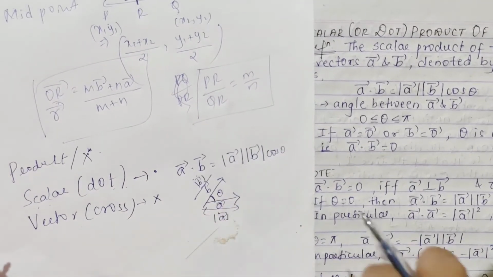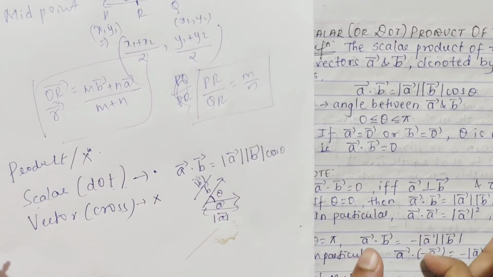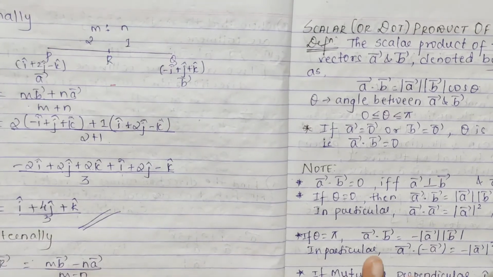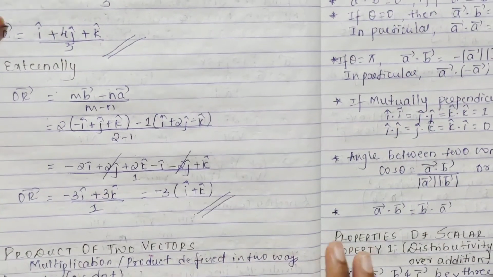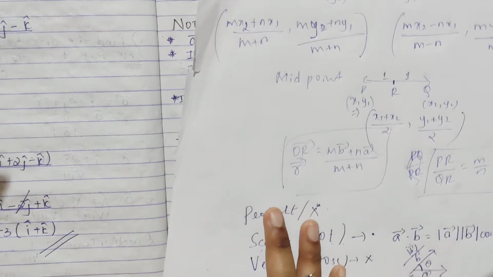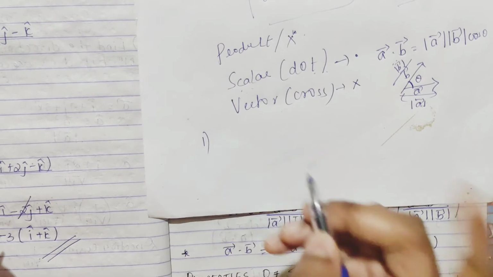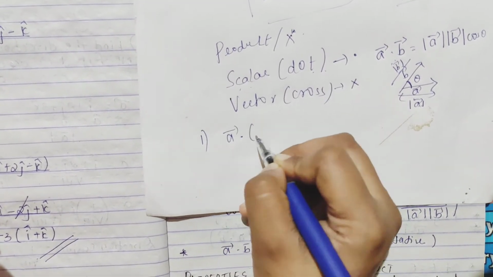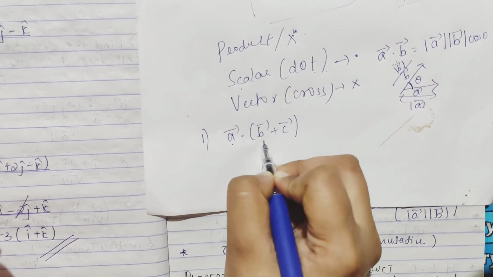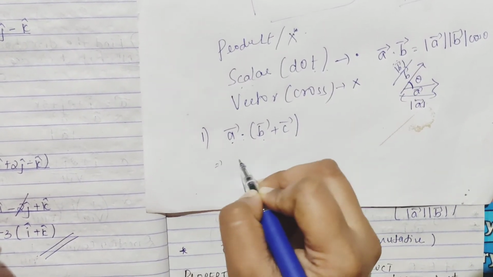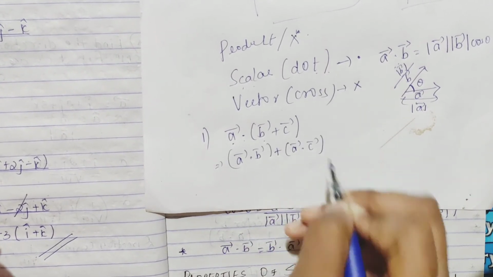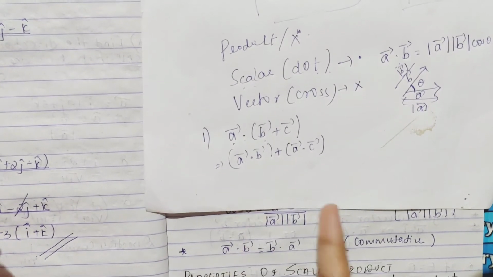Along with that, some observations are there, all of which I have given you in the notes. When I send you the PDF file, you can write down the notes. Along with that, you have properties. The first property is the distributive property, that is vector A dot, vector B plus vector C. Distributive, how do we do it? A dot B plus A dot C. A vector dot B vector plus A vector dot C vector. So this is your distributive property 1.